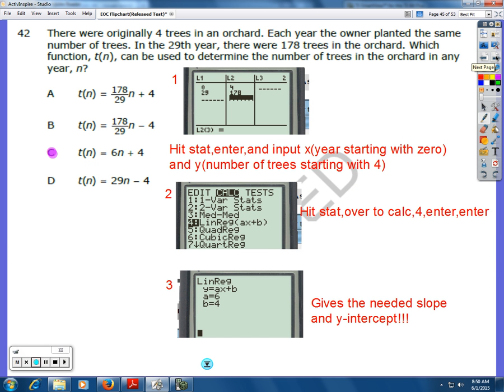Another way that you can do this problem is in your calculator. If you hit stat and enter, you can input the years right here. So year 0, year 29, and then 4 trees, 178 trees. Then if you hit stat and you arrow over to calc and select 4, it'll give you the equation right here. Okay, so that's another way that you can do it, either by hand or in your calculator.